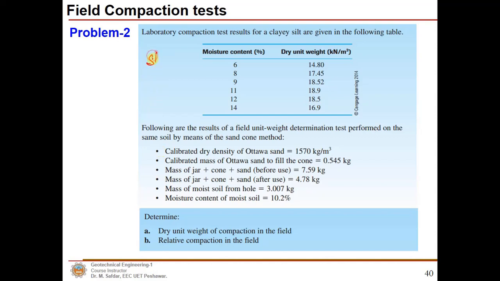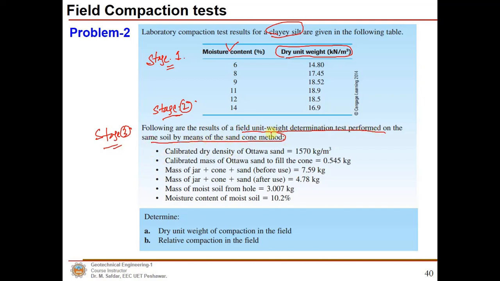We perform a lab test in stage 1, moisture content readings for a clay silt, and the dry unit weight from the lab test is given. Then we do the stage 2 compaction of the soil, and after stage 2 we went for stage 3: the field unit weight determination, or test performed on the same soil by means of the sand cone method. So this is stage 3. We need to verify the compaction in the field.